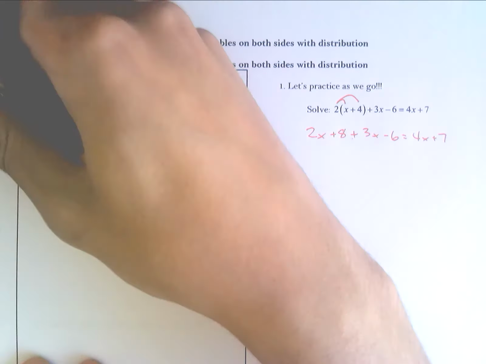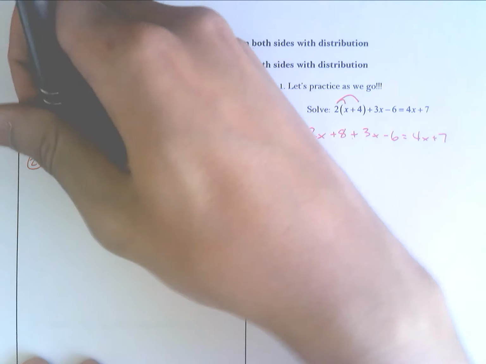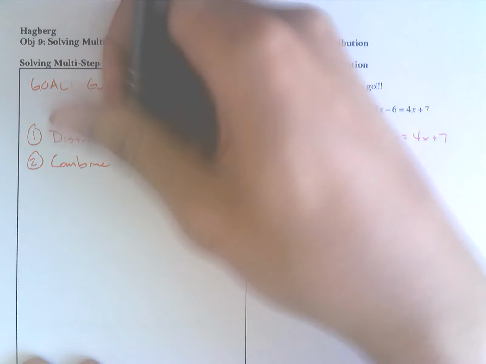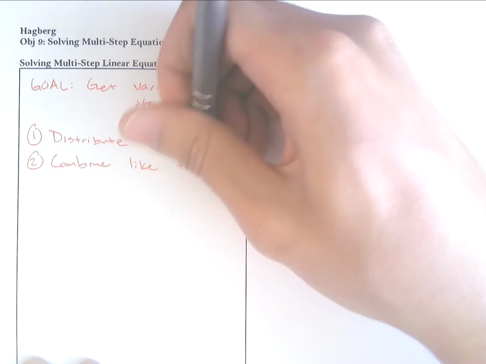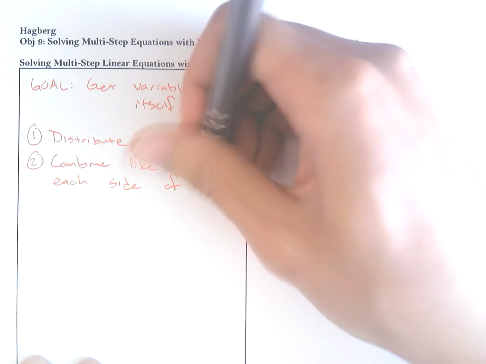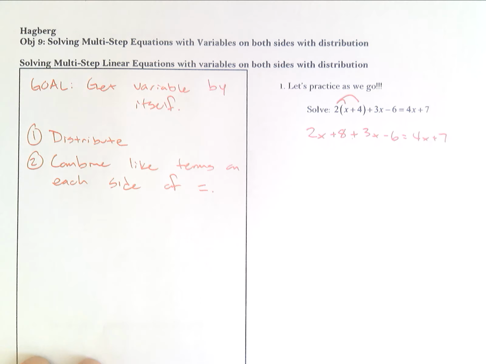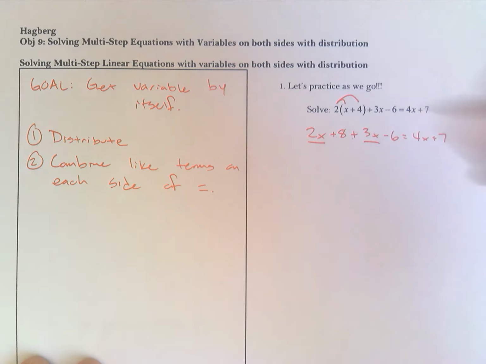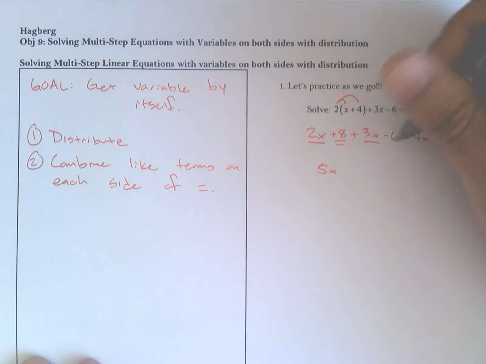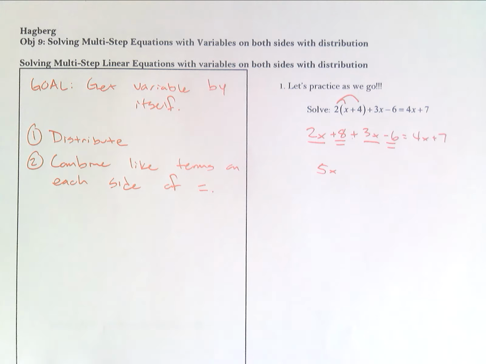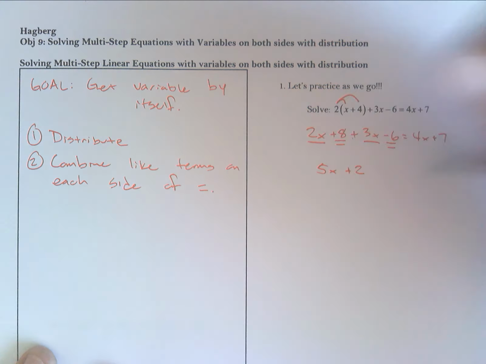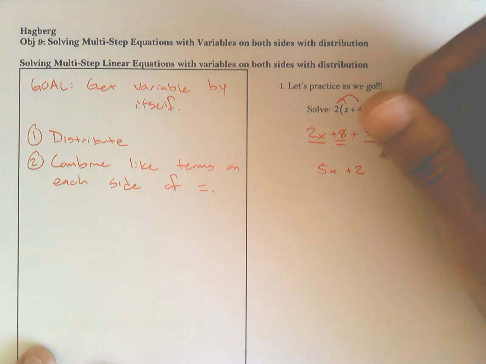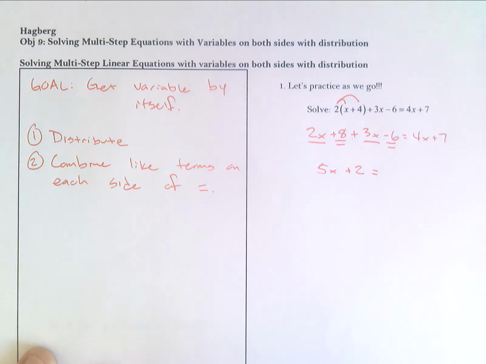Step 2 is what we already know: combine like terms on each side of the equal sign. So looking at this here, I see we have 2x and 3x. Those are like terms. 2 plus 3 is 5, so 5x. And then we have 8 and negative 6. Well, 8 minus 6 is 2, so plus 2. On the right-hand side, there are no like terms, so we just leave it as is, 4x plus 7.